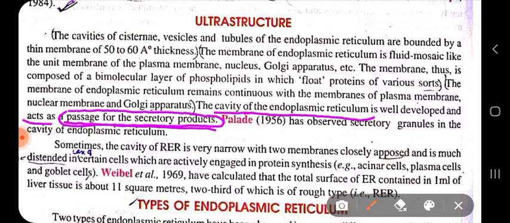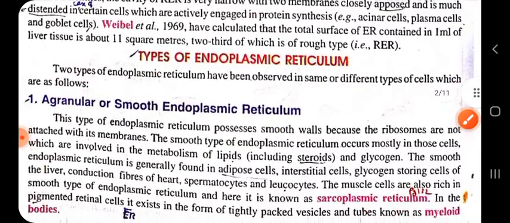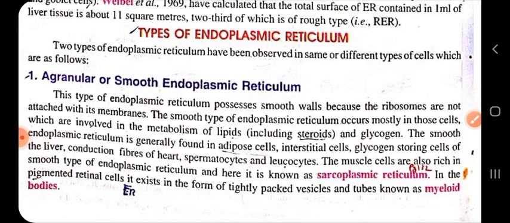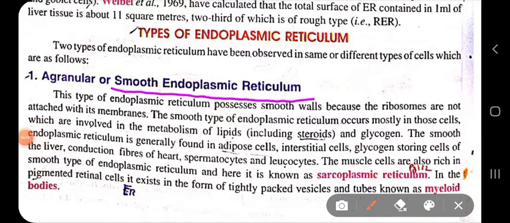I think you have understood what I have said. So up to this much about the ultrastructure. I will not go further in this paragraph. Now let us discuss the types of endoplasmic reticulum. Well, there are two types of endoplasmic reticulum. One is called smooth endoplasmic reticulum, also called agranular. Agranular means no granules are present. And another one is called rough endoplasmic reticulum.